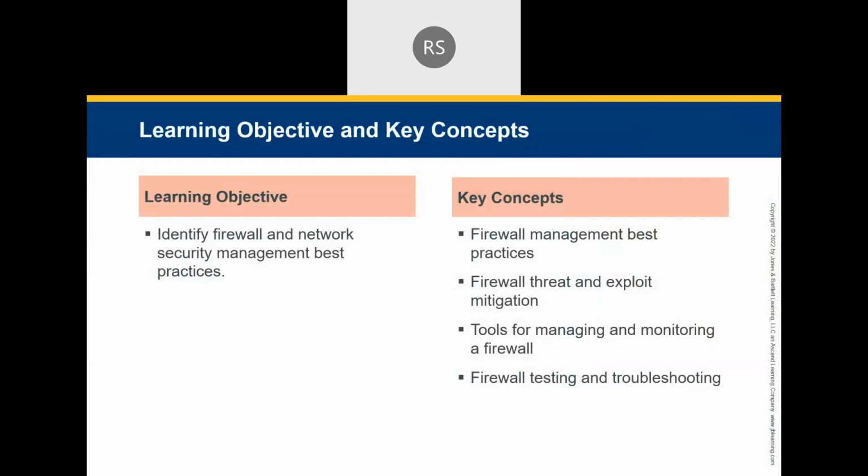We'll also look at firewall threat and exploit mitigation. So we'll look at this and discuss how it is essential for proactive mitigation. We'll look at techniques such as intrusion prevention systems, threat intelligence feeds, and regular security updates and how they help mitigate risk. We'll also look at tools for managing and monitoring a firewall. So this will be used to streamline configuration, monitoring, and reporting tasks. Now, these tools will offer features such as centralized policy management, real-time traffic analysis, and alerting capabilities.